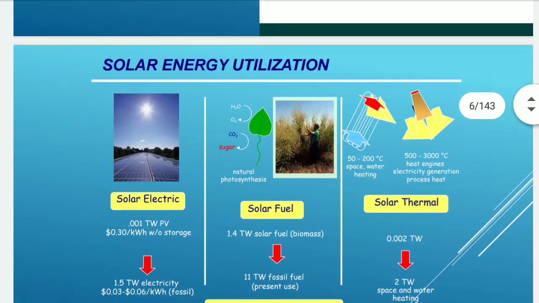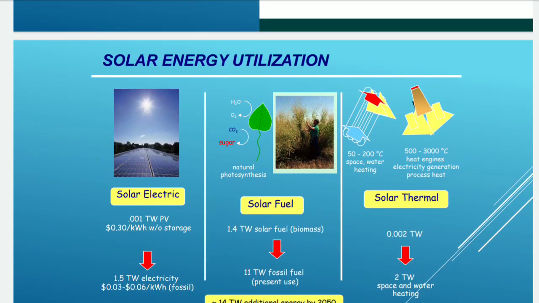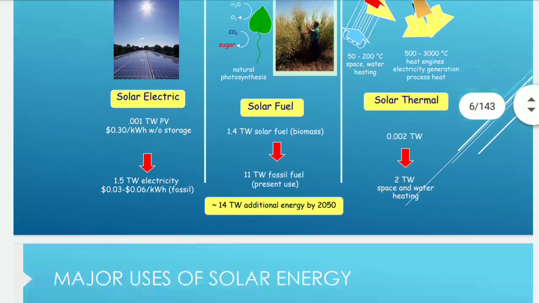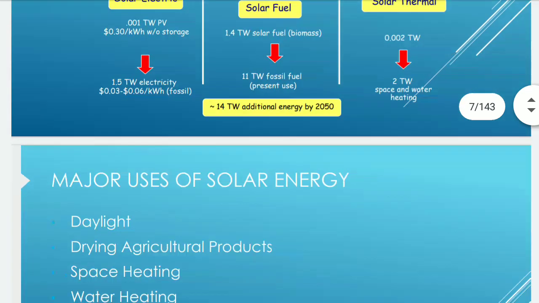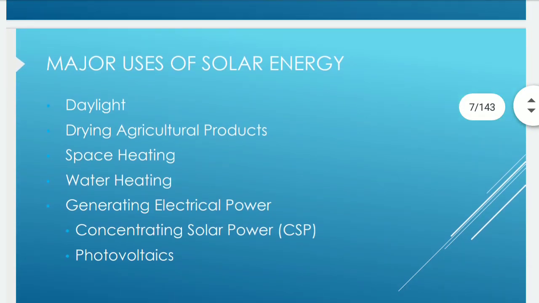Solar energy utilization: solar electric, solar fuel, solar thermal. We will discuss these later, after this video, in the third and fourth parts. Major uses of solar energy: daylighting, drying agricultural products, space heating, water heating, generating electrical power, concentrating solar power, photovoltaic.